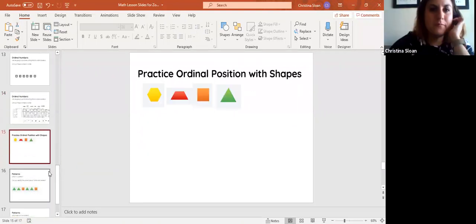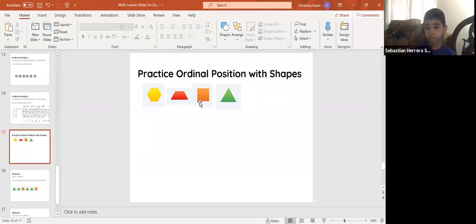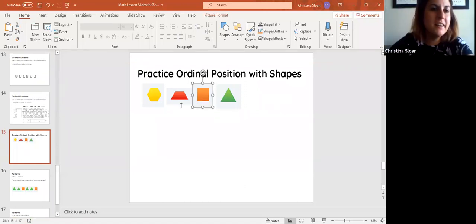All right. We can also put shapes in order. Who can tell me which color, or you can either tell me the color of the shape or the name of the shape, but which shape is third in line? Ernesto? Which shape is third? The square. The square, very good. Thank you, Ernesto. Which shape is first in line? Jesus?